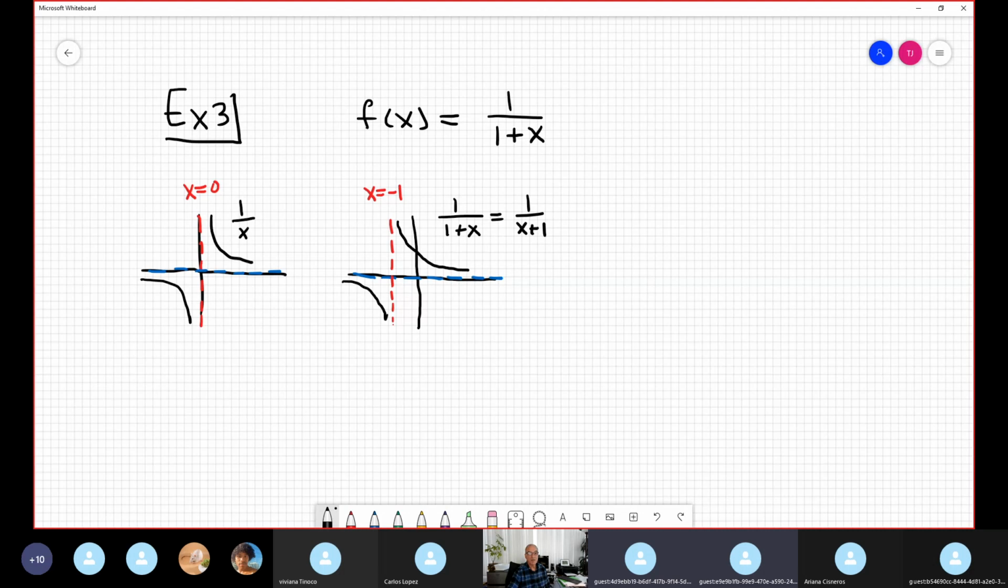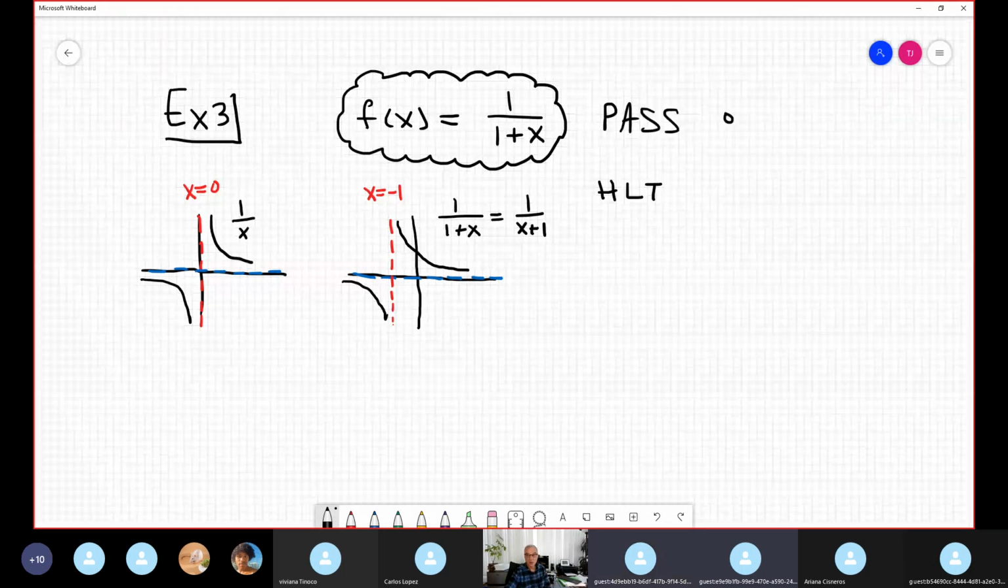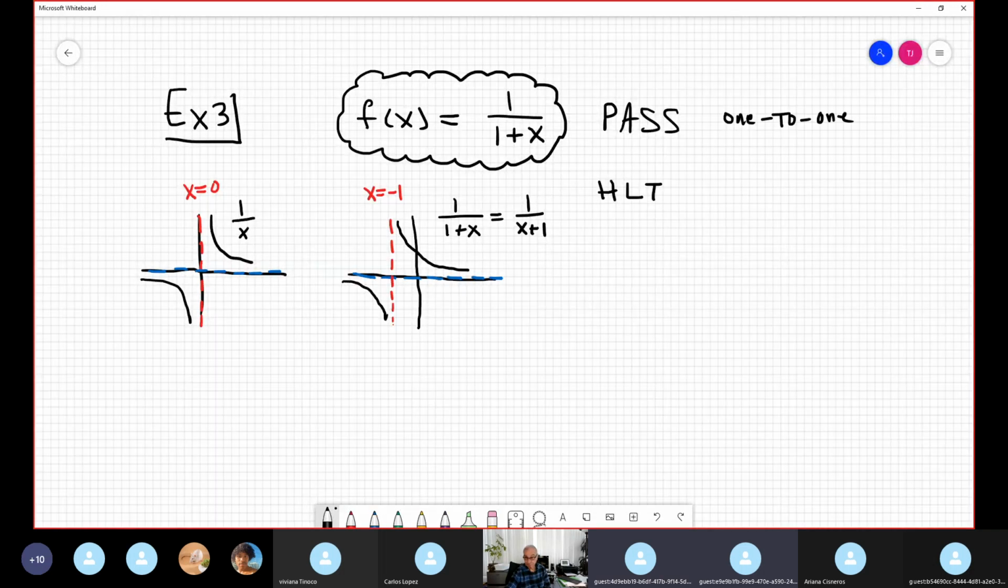My first question is, when you apply the horizontal line test to the original, the given one, does it pass or fail? Pass. Pass, very well. Okay, if it is one-to-one, then it is invertible, and my goal is to find the inverse function. Step number 1, determine if it is one-to-one.